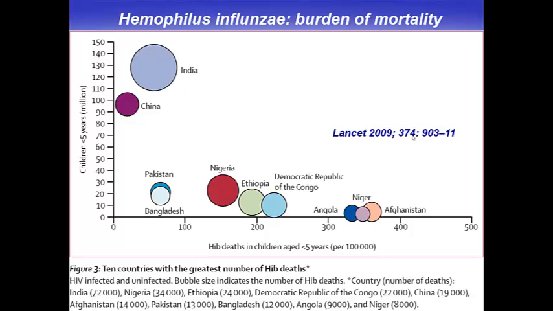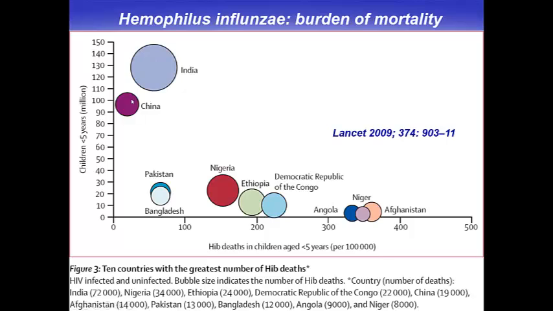Here again is a global perspective. This is from a Lancet publication in 2009. The size of the circle indicates the number of cases. So large countries with large populations like India and China will tend to have a lot of cases just because they have such a large population. But here along the x-axis, we're seeing a rate. The denominator here is divided by the population so that you're getting a standardized, normalized rate per 100,000 population.